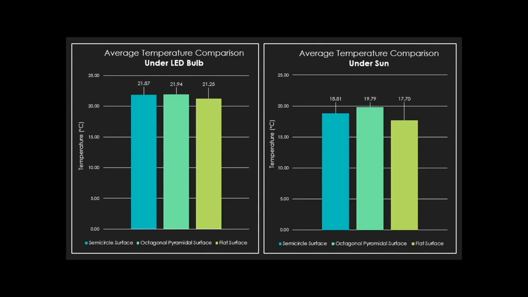On the left, you can see that there was a minuscule difference in temperature between the surfaces when they were tested under artificial light. The difference between the octagonal pyramidal surface and the flat surface was only an average of 0.69 degrees Celsius. However, if you look at the graph on your right, you'll note that the difference increased to 2.09 degrees Celsius when the prototype was tested under the sun.